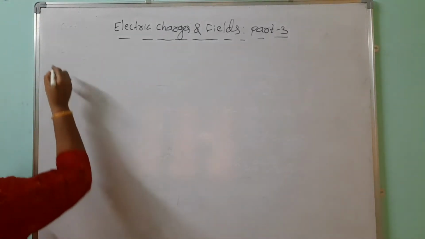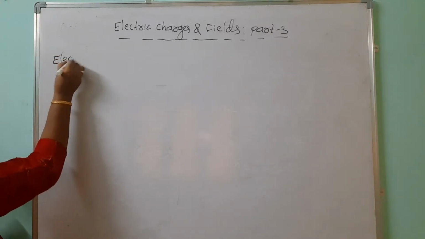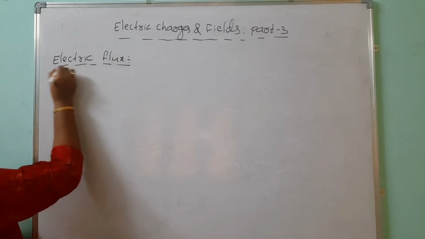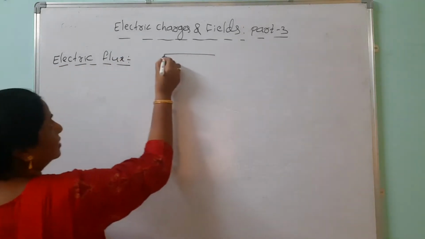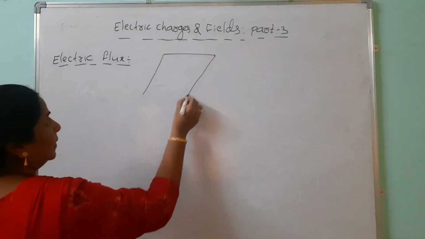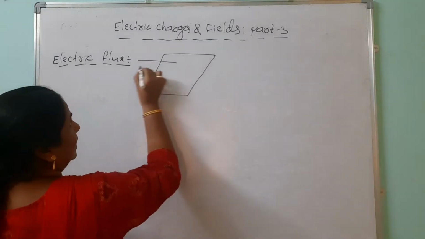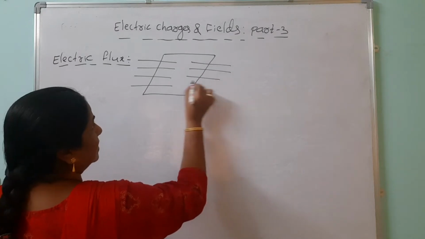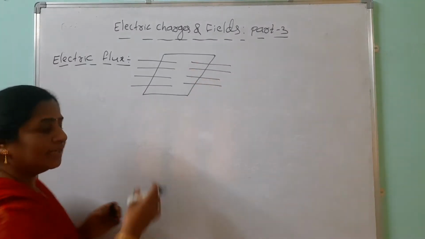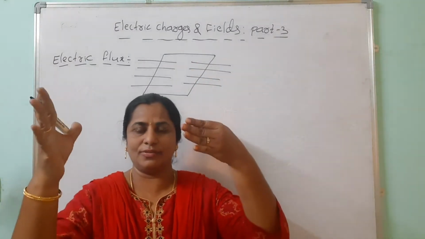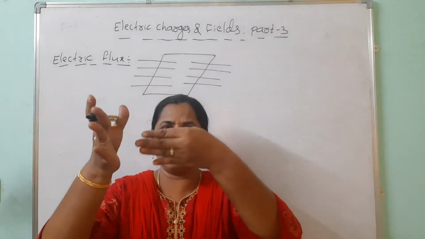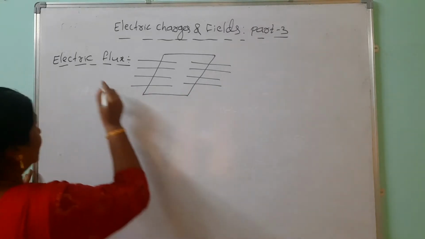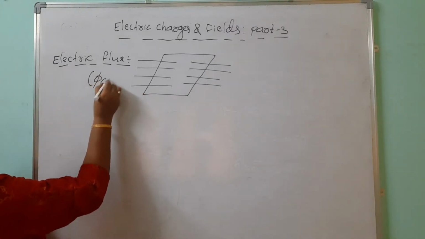First, we are going to discuss the electric flux. What is the electric flux? The number of electric lines of force passing through the area and perpendicular to the area is called electric flux. We can show it like this. Here we are giving some gap; suppose these four fingers are electric lines of force, passing perpendicular to the surface. This is called electric flux. Electric flux is represented by phi.